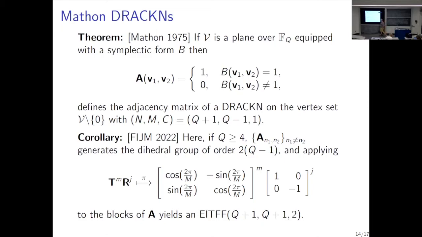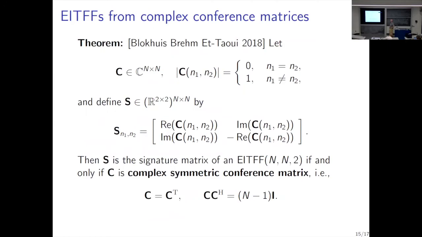So in particular, if you pick Q to be 4, Q is a prime power here, not a prime. If you pick Q to be 4, you get the 5-5-2 I was showing you. And then you might ask, as Emily was bringing up, is this actually a new EITFF? Well, there are other ways to produce EITFFs with those exact same parameters.